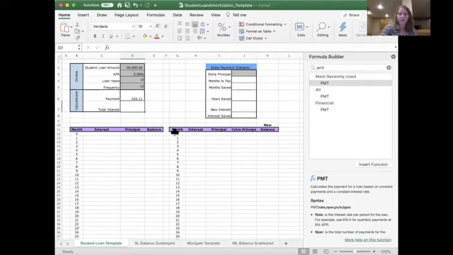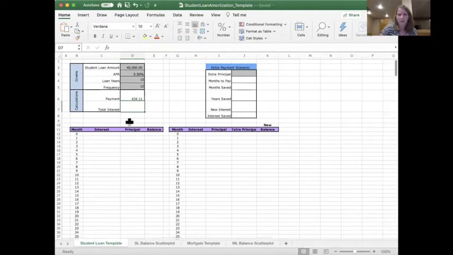To calculate the total interest, we again are going to use a formula, but not from the formula button. We're just going to type in equals, and we are going to calculate how much money you will pay in total by taking the total payment amount per month and multiplying it by the total number of years and the frequency. And once you do that, you'll see that you pay $52,000. So to finish figuring out what the interest is, you simply subtract the student loan amount. And you'll see that you pay $12,000 in interest over the life of this loan.